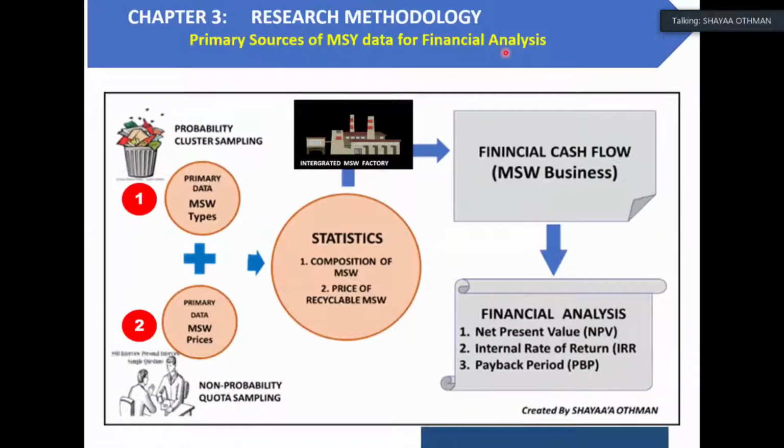So from all these elements, at the end of this discussion, we get primary data from the municipal solid waste management, composition of cluster sampling. We collect data from non-probability sampling. We're able to start to determine the statistic composition and the price reasonable data. We can create what I call this plan, and we can make some analysis and so on.